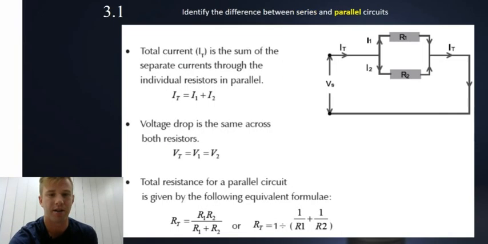Okay, so parallel circuit. The total current, IT, is a sum of all the separate currents through the individual resistances in parallel. Voltage drops are the same across both the resistors as shown in the diagram, or all the resistors in the diagram. Total resistance for a parallel circuit is given by the following formulae. The most common one that we use in class is the one on the left hand side, which is RT equals R1 R2 over R1 plus R2.